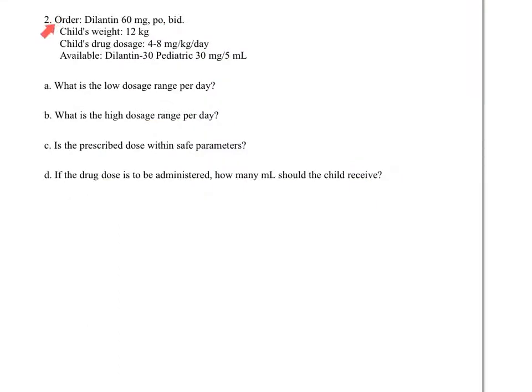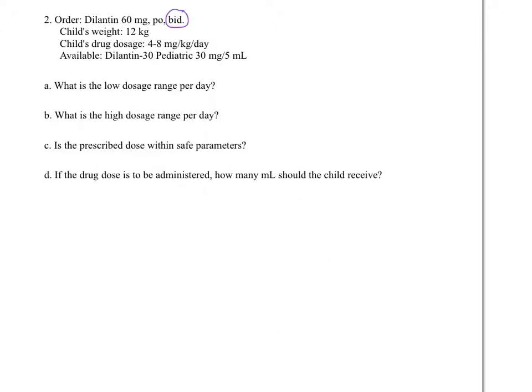We have an order for Dilantin 60 milligrams PO BID. We have a child's weight of 12 kilograms. Well, yippee! We don't have to do any conversion. Child's drug dose is just 4 to 8 milligrams per kilogram per day. What we have available to us is Dilantin 30 Pediatric, which is 30 milligrams per 5 milliliters. Okay, just like last time, the first thing I want to do is figure out how many doses they're going to get per day.